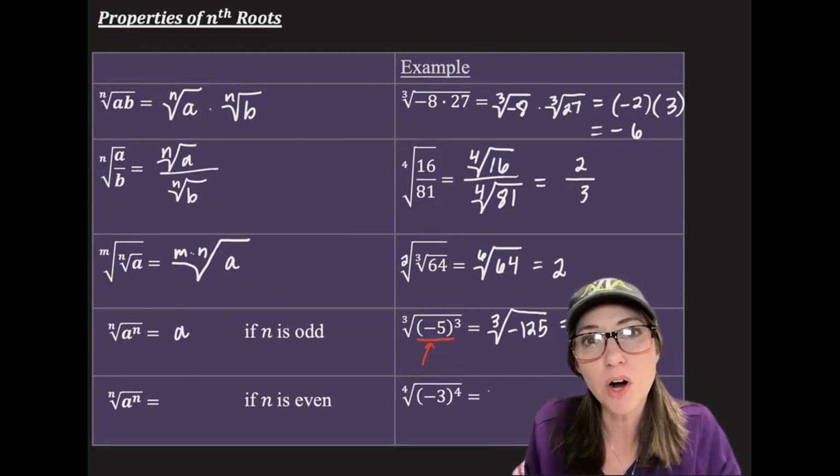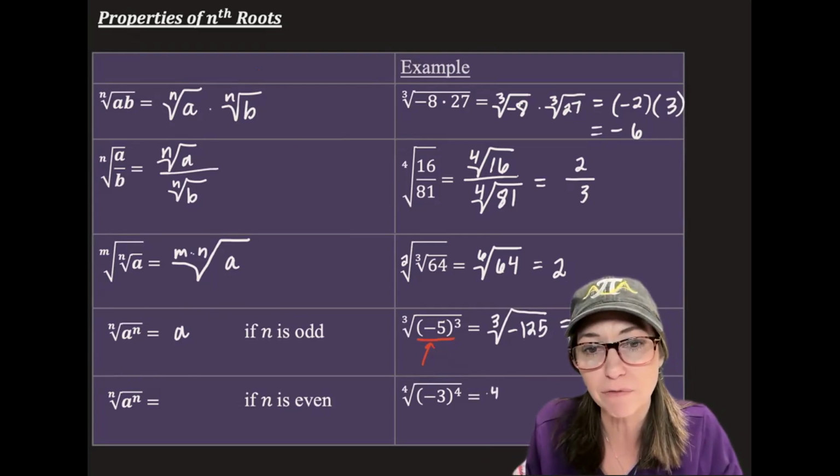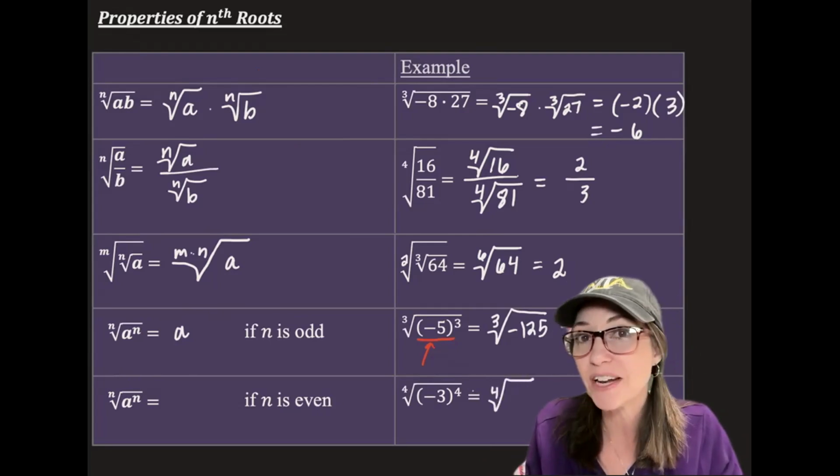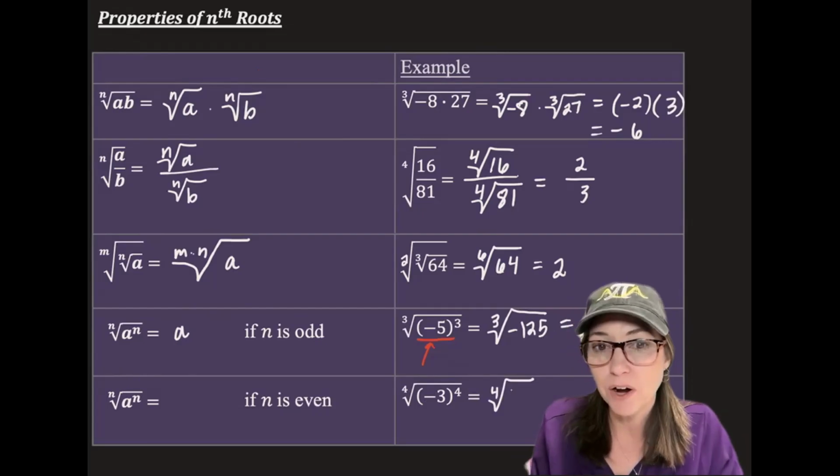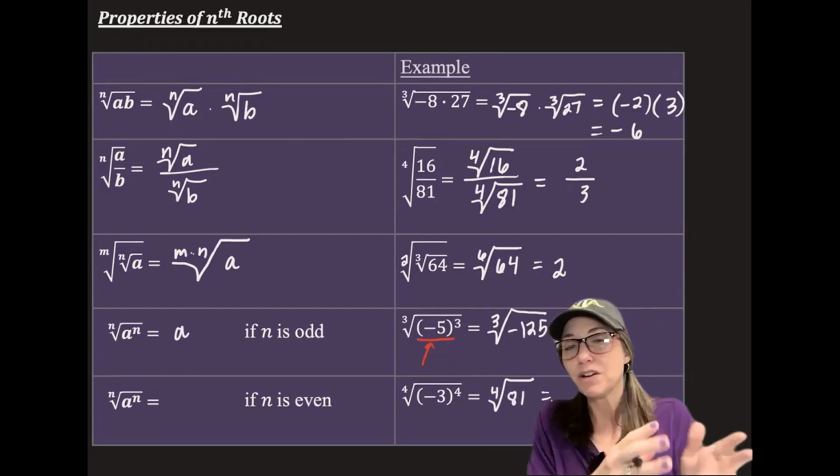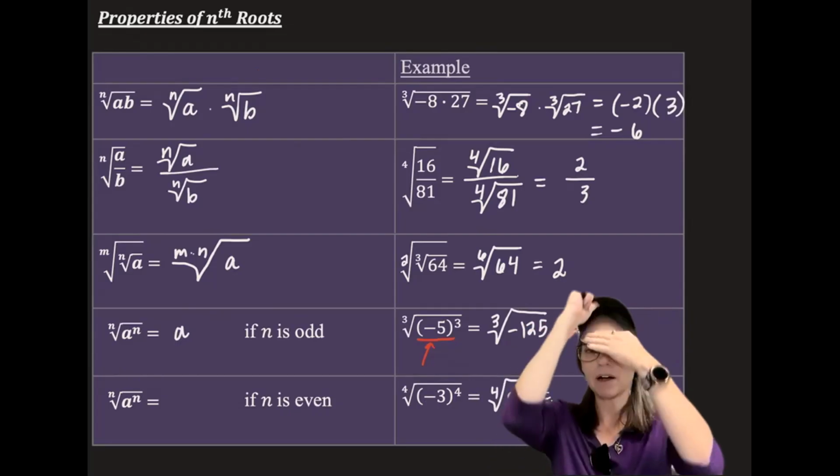Well, if we work our way from the inside out, we're going to get the fourth root of (-3) to the power of 4. We already saw that is 81. And then the fourth root of 81. Well, we define that as +3. It is not positive or -3.